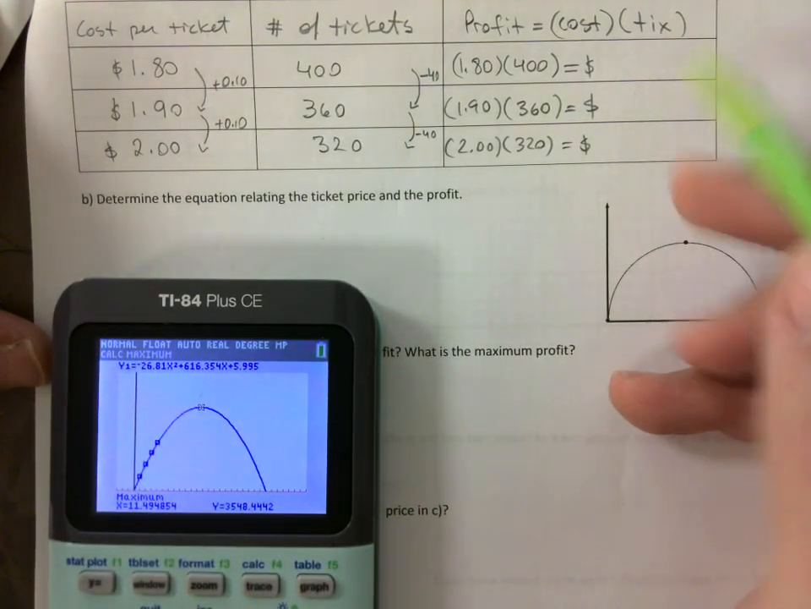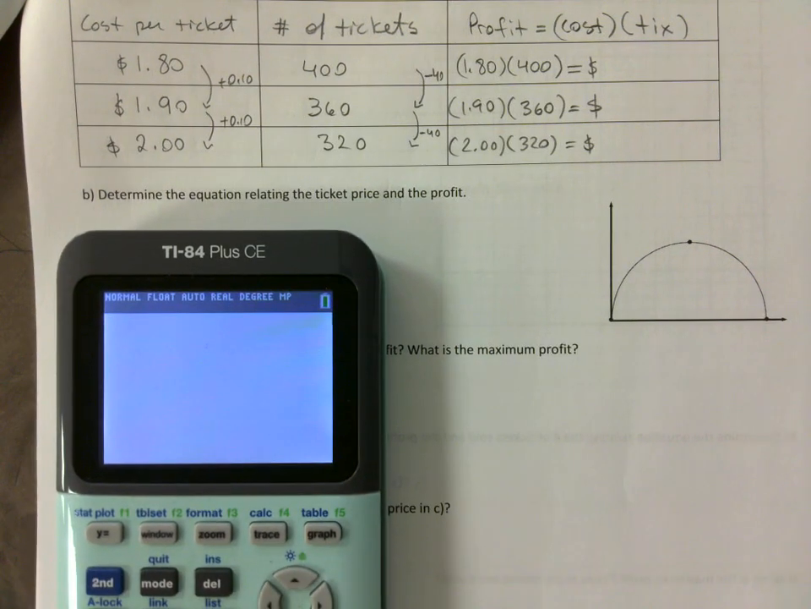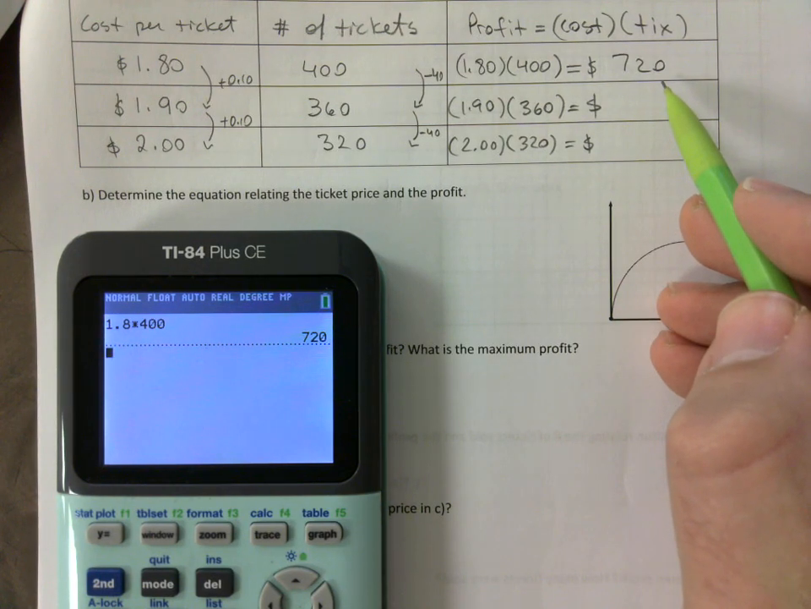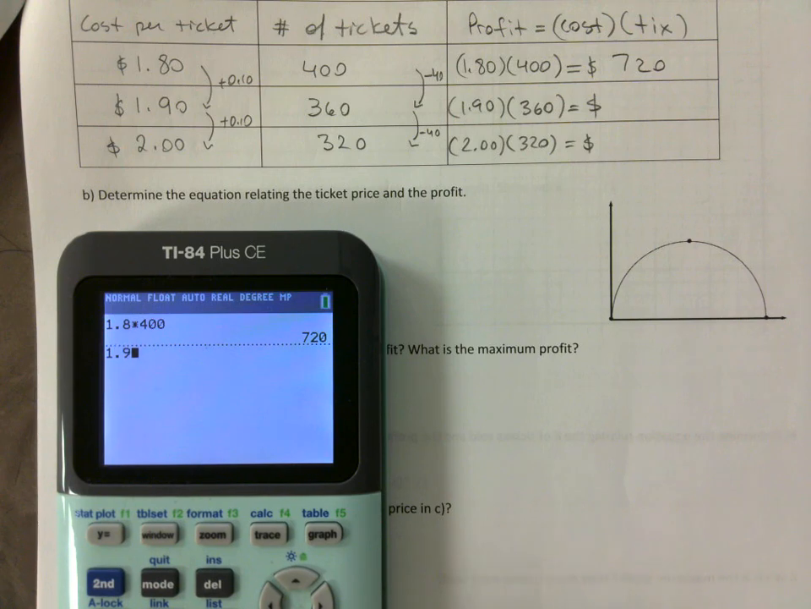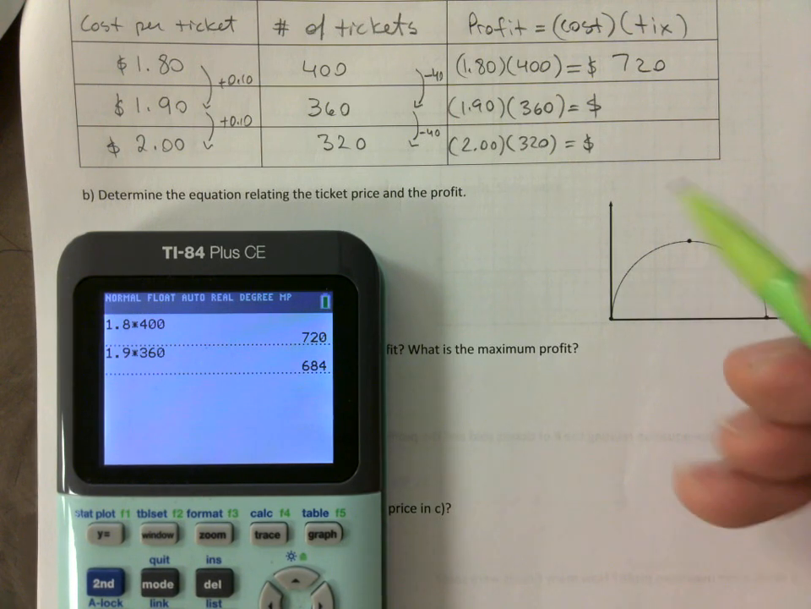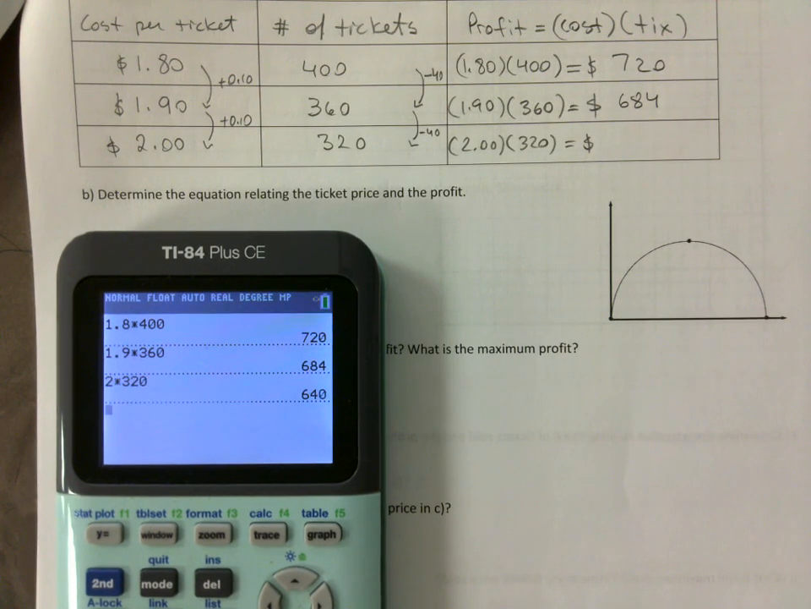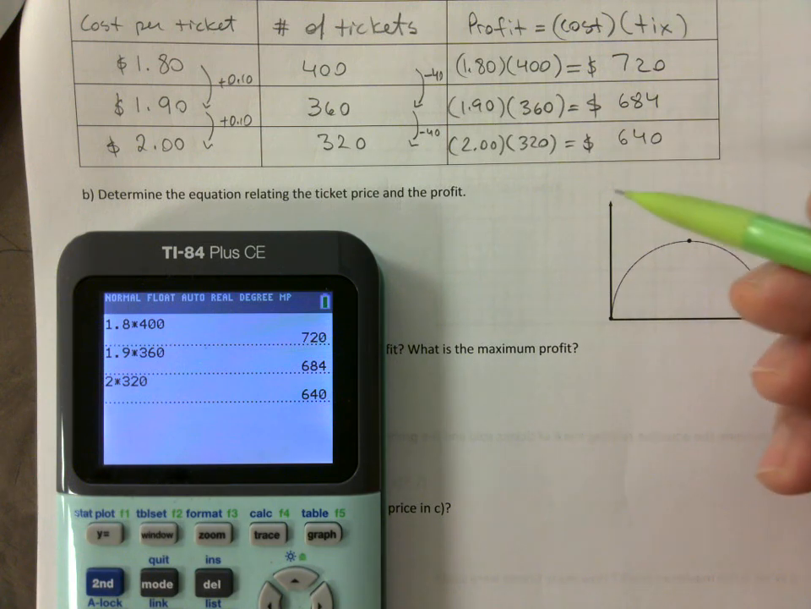Let's go ahead and fill that in. I'll show you the shortcut later on, but it's 180 times 400. So that's $720 made on that day. Then it's 190 times 360. That's 684. Then it's 2 times 320. That's 640. What did we just do, folks? We found 3 points that are on that parabola, but we don't know where they are, right? Like, not really. We just found 3 points.